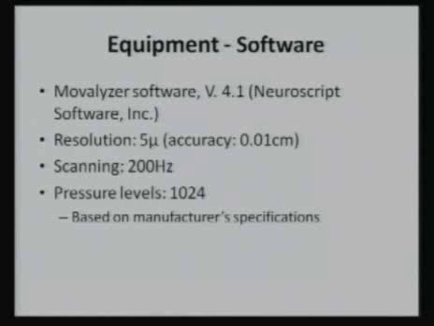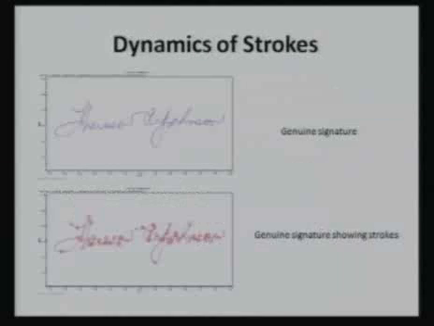We used Movilizer software version 4.1, and I think they're probably up to 7, Mike? They're pretty high up now. The tablet has a resolution of 5 microns. It scanned at 200 hertz and had 1,024 pressure levels. We actually used a pressure pen to calibrate the tablet to actually get gram weight measures.